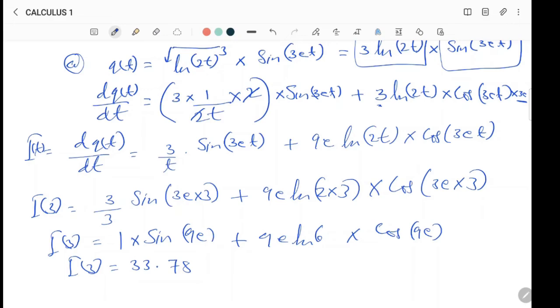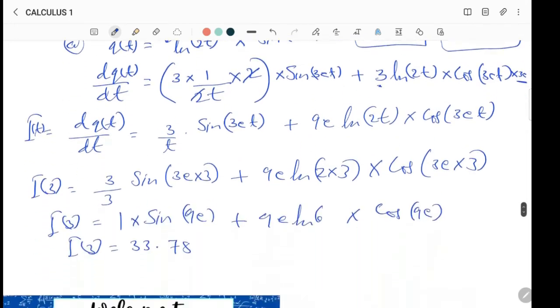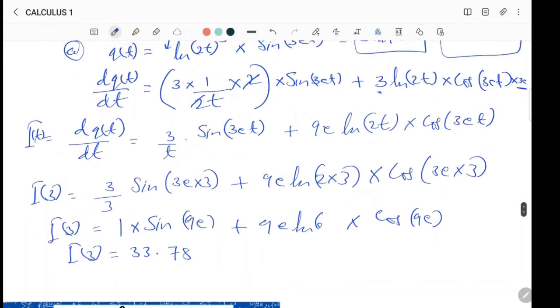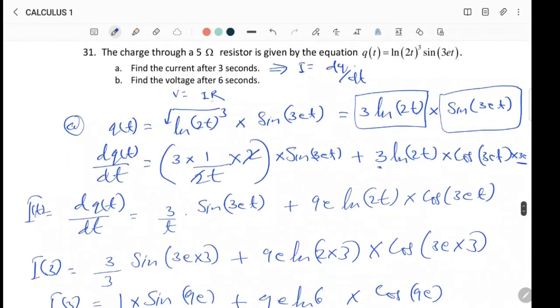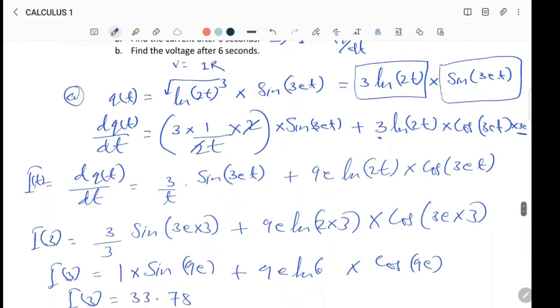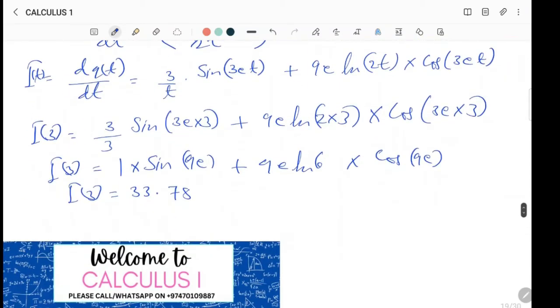Okay, now what was the question? Find the current after 3 seconds. Yeah, this is our current. Now find the voltage after 6 seconds. So V is IR. R is already given to us, I we need to find. So first of all we need to find I6. So guys, B part is I6. So just put t is 6 in this expression.